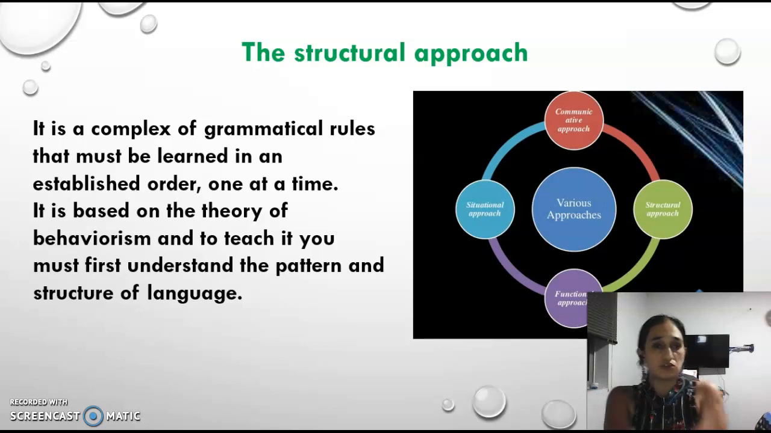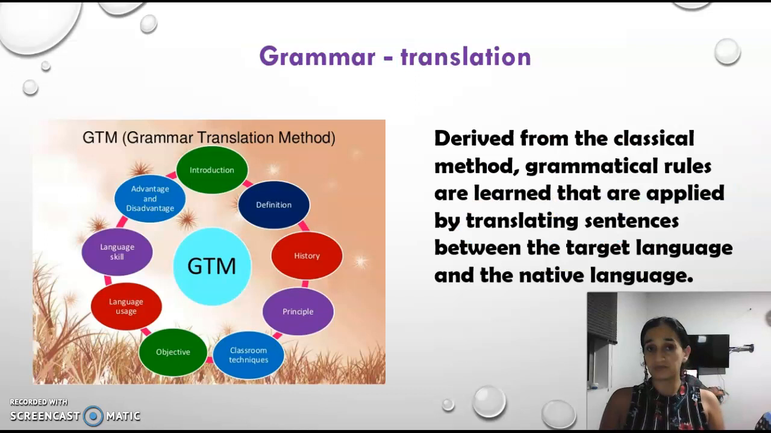The structural approach is a complex of grammatical rules that must be learned in an established order, one at a time. It is based on the theory of behaviors, and to teach it you must first understand the pattern and structure of language. Grammar translation derived from the classical method. Grammatical rules are learned and applied by translating sentences between the target language and the native language.